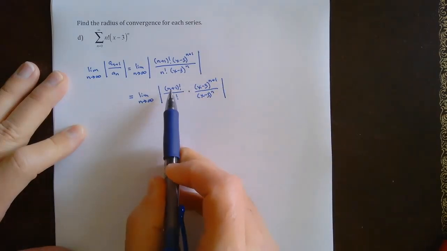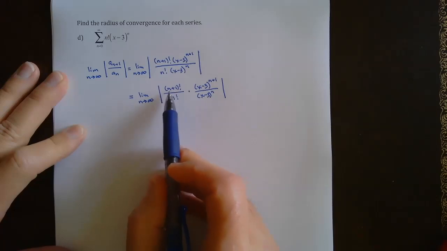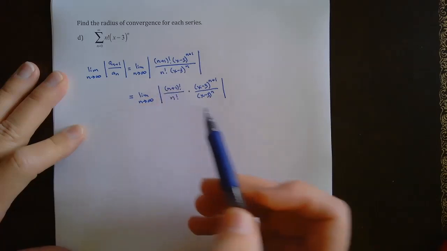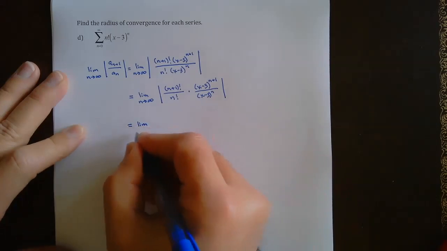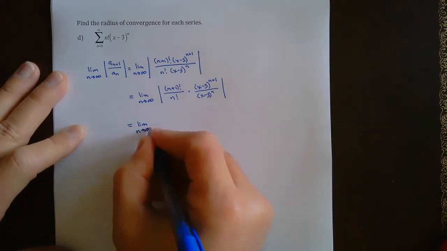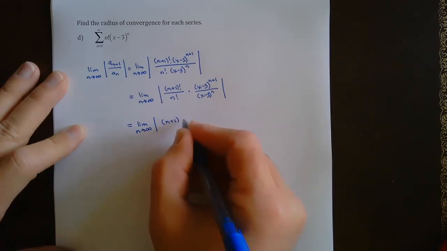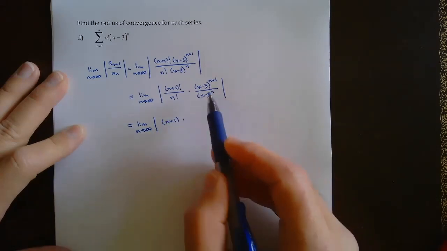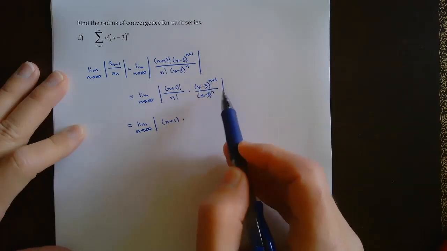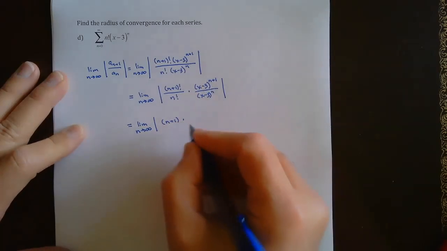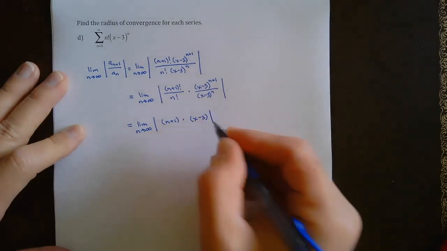Okay, so this would be n plus 1 times n factorial over n factorial, right? So this part right here is just going to wind up being n plus 1. So this is the limit as n approaches infinity of the absolute value of n plus 1 times, and since the bases are the same, we take this exponent minus this one, so we'd be left with just x minus 3 to the first, or just x minus 3.